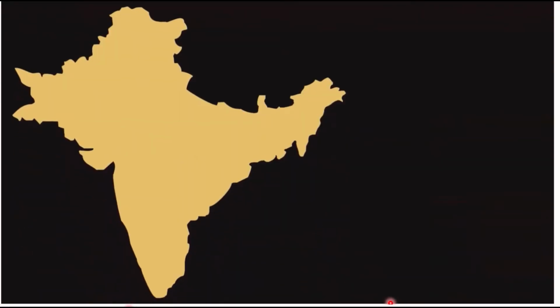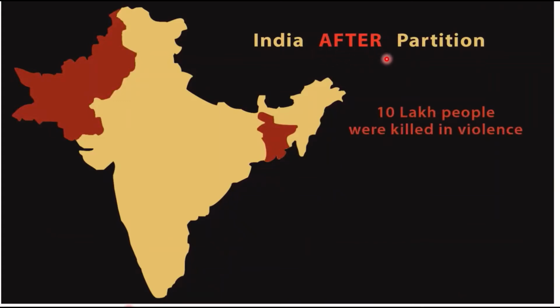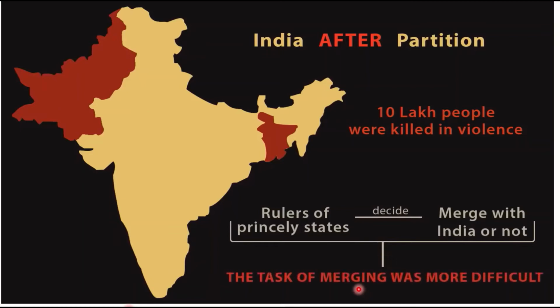India's constitution was also drawn up under very difficult circumstances. The country was born through partition. More than 10 lakh people were killed in violence. Not only this, the British left it to the rulers of the princely states to decide whether they wanted to merge with India or not, because of which the task of merging was more difficult.